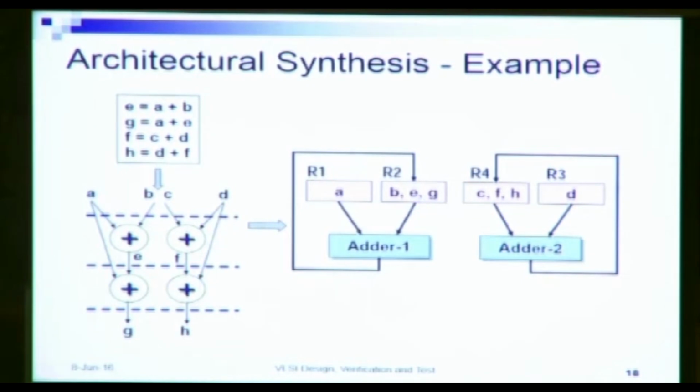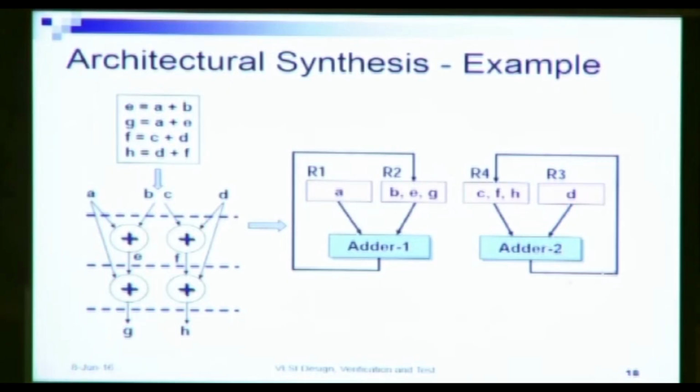Then what happens? Now, at the end of the first time step, we have this E in register R2 and A, as previously, in register R1. Then at the second time step, A and E are driven to adder 1. And then what happens? The output of adder 1 is now G. This G then goes back to the register R2 at the end of time step 2.